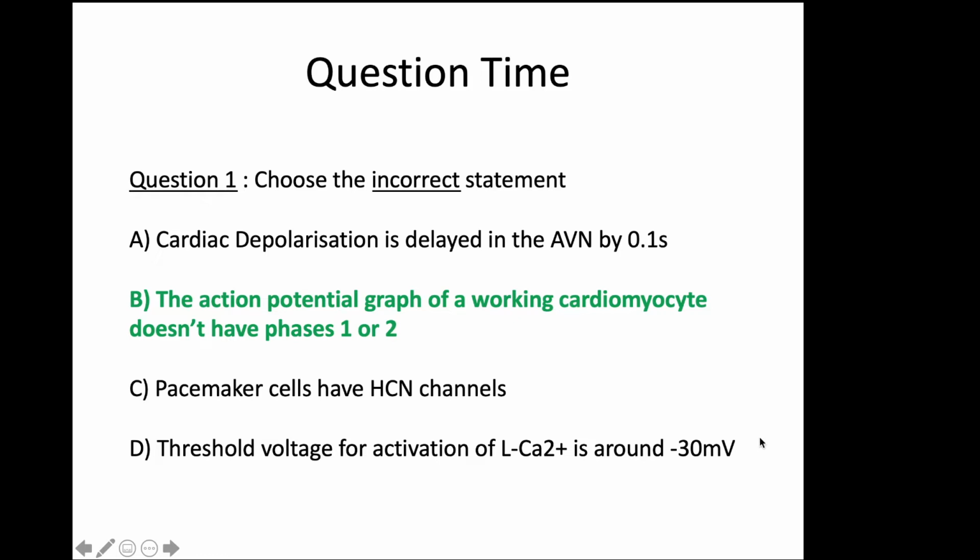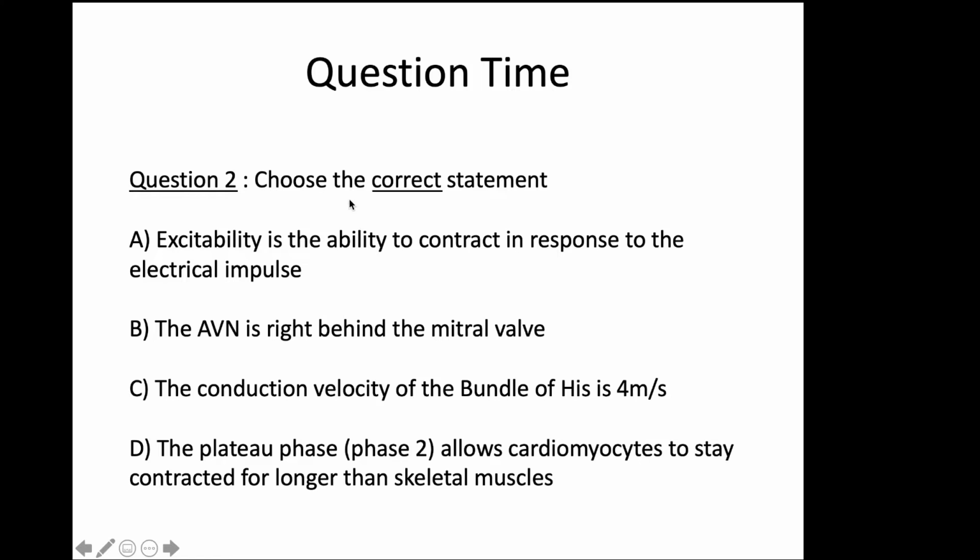All right, another easier question. Choose the correct statement this time. A, excitability is defined as the ability to contract in response to the electric impulse. B, the atrioventricular node is right behind the mitral valve. C, the conduction velocity of the bundle of His is 4 meters per second. And D, the plateau phase two allows cardiomyocytes to stay contracted for longer than skeletal muscles.